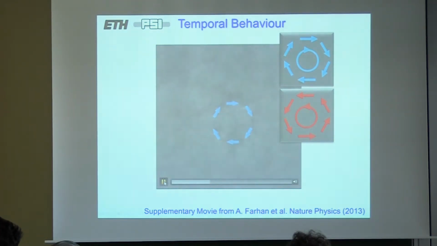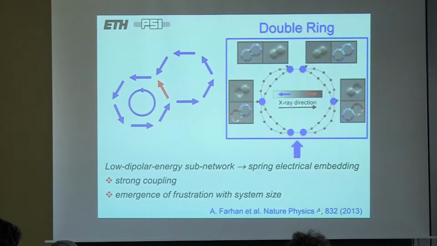So here you see the flipping between the clockwise and anti-clockwise vortex states. If I go to the double ring structure, then I can see that there are 2 states that are separated by a single island flip. And this is actually the central moment that is flipping backwards and forwards.